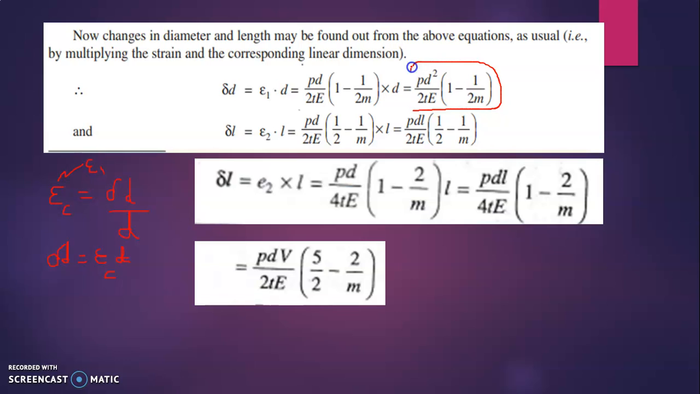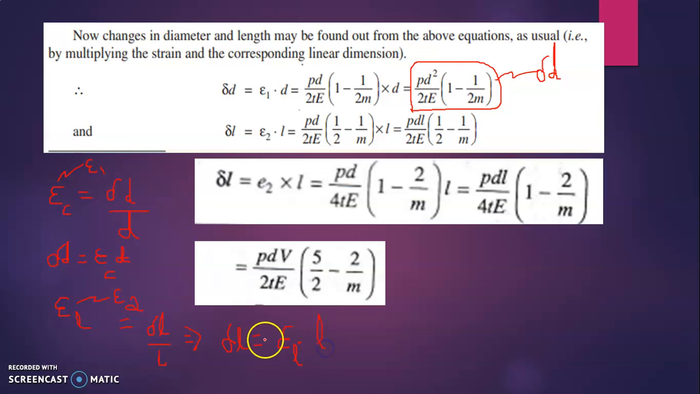This you have to remember. What is this? It is delta D. And then delta L, the change in the length. Here it is shown as 2, and it is equal to change in the length divided by the original length. So how can you write now the change in the length? Change in the length is equal to this into L, the original length.